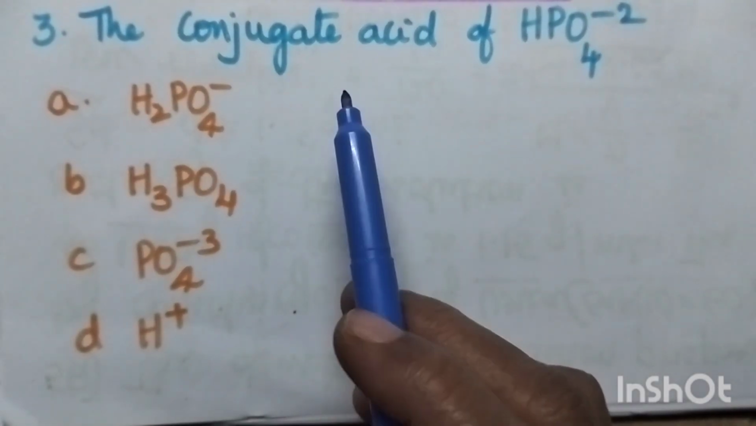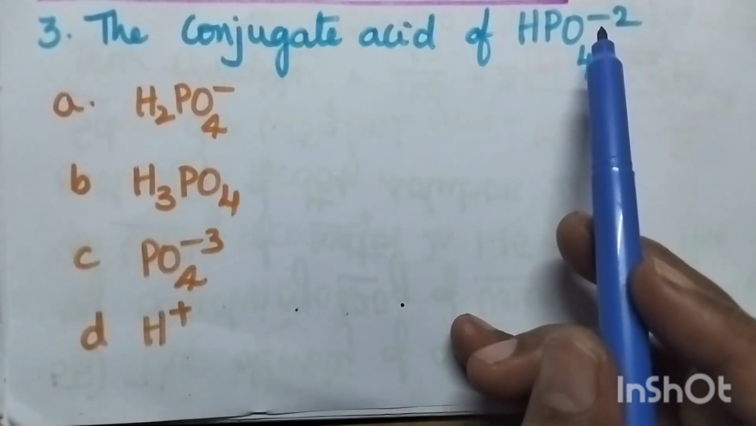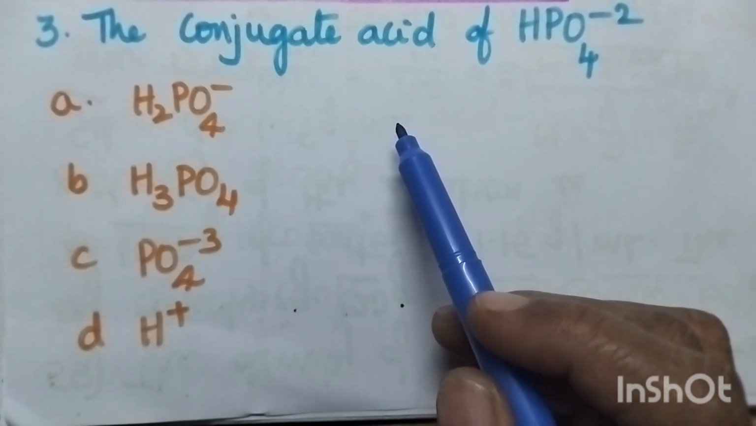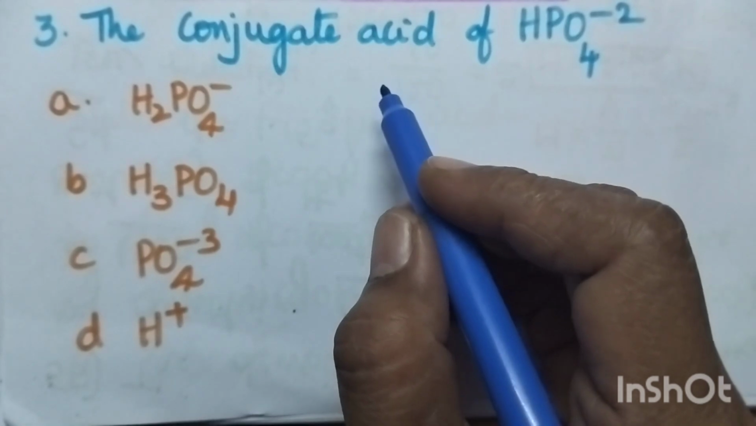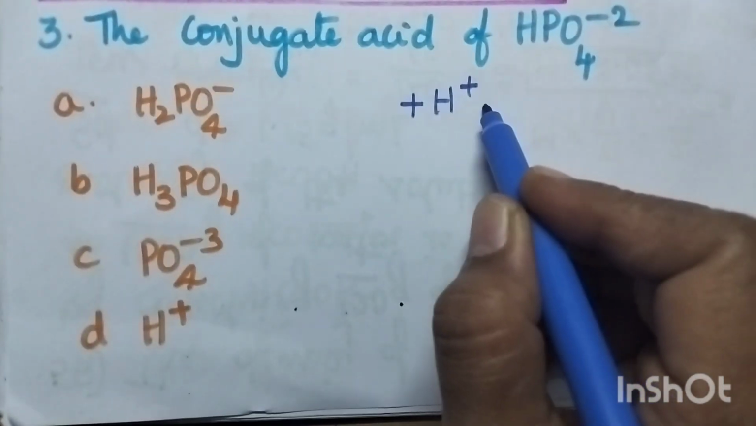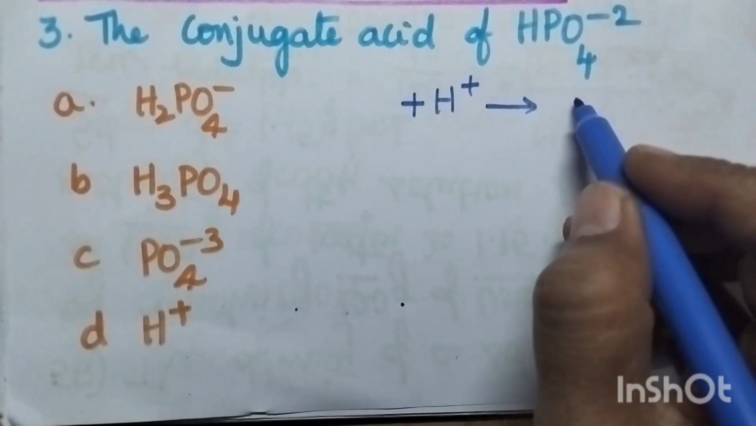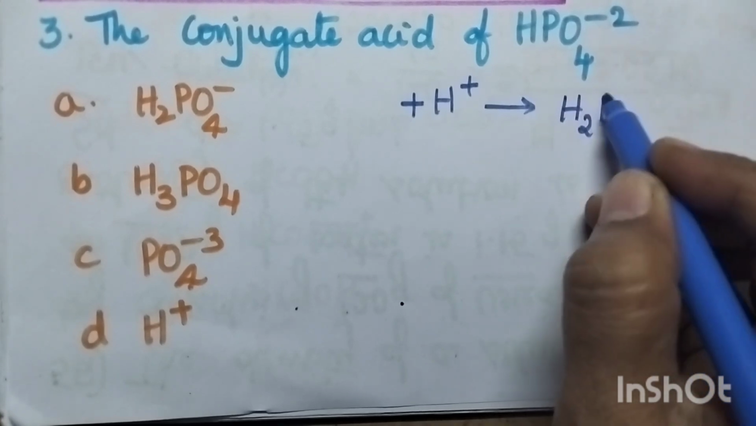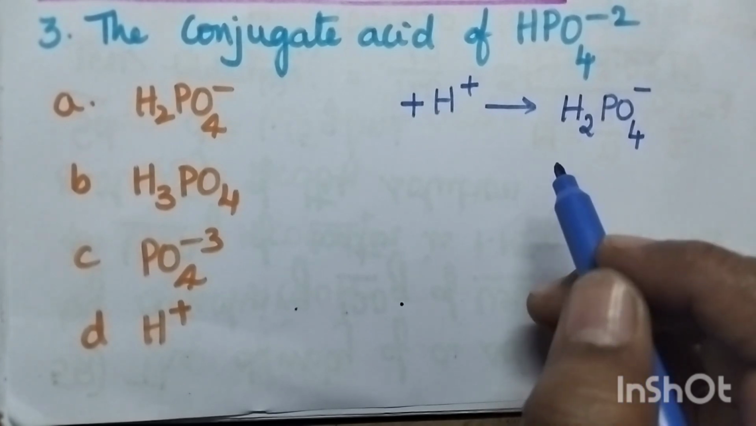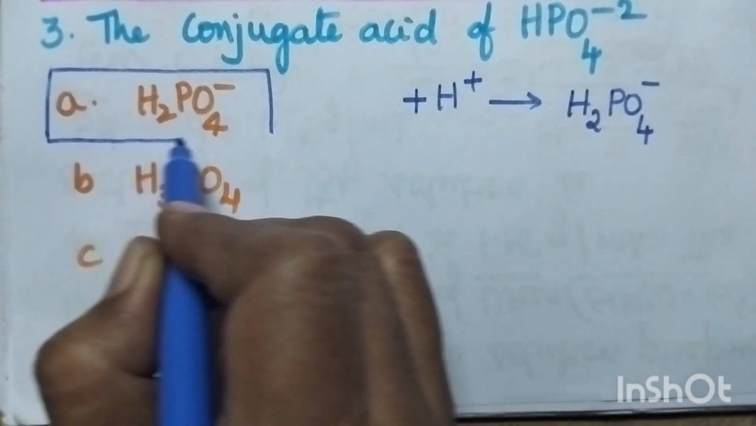Coming to the third question, the conjugate acid of HPO4 minus 2. You know how to calculate conjugate acid. You just pause the video and try to calculate. So conjugate acid means just add a proton. Then the conjugate acid of HPO4 minus 2 will become H2PO4 minus. Hence, what is the right option? Yes, it's option A. Option A is the right answer.